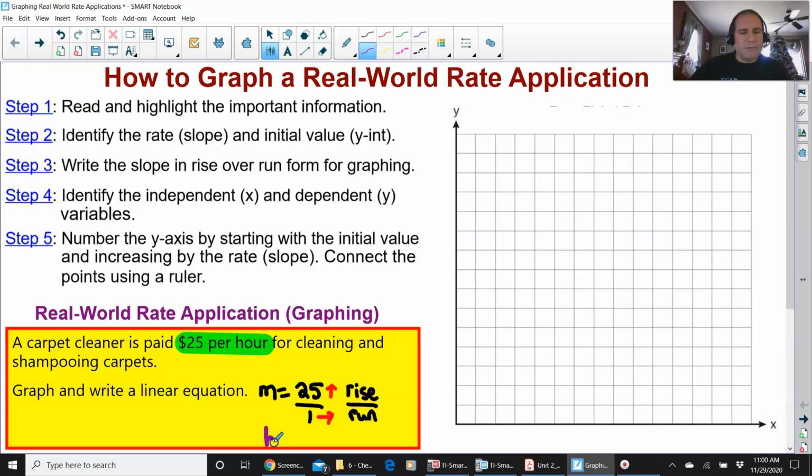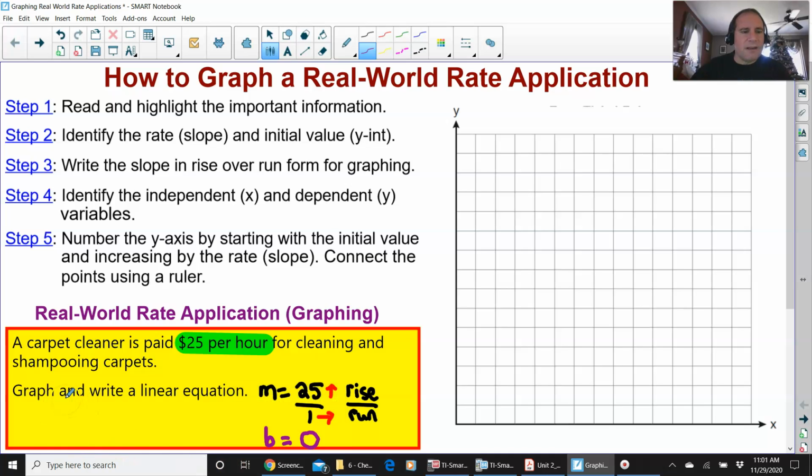So the b, which is your y-intercept, the initial value, it says the carpet cleaner is paid $25 per hour, but it doesn't make any mention of anything as far as an initial value goes. So if this person didn't work any hours, guess what? They're not getting paid any money. So the y-intercept and that initial value is 0.